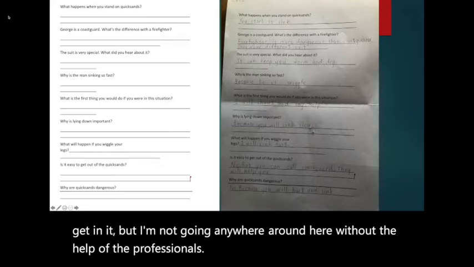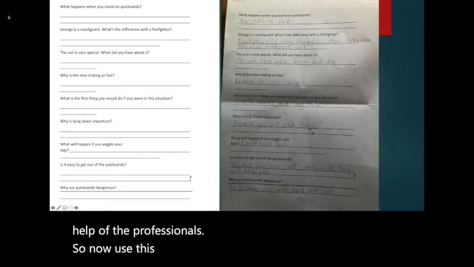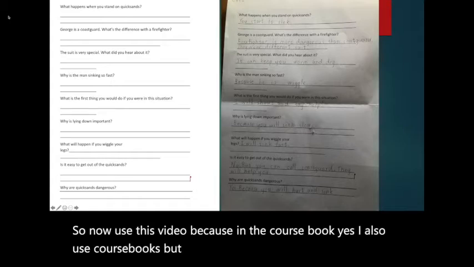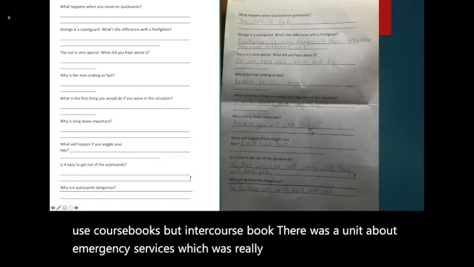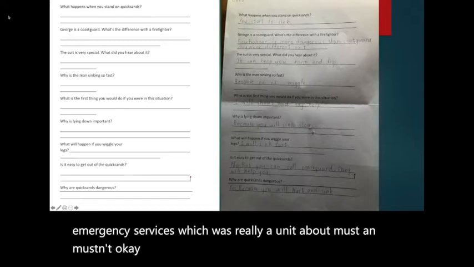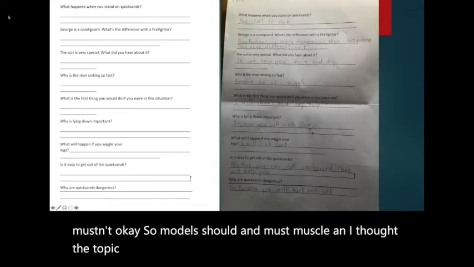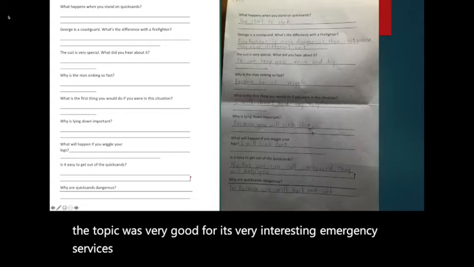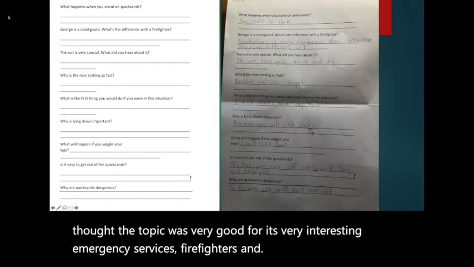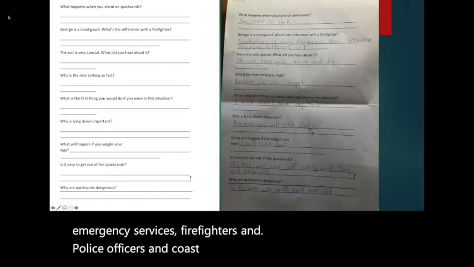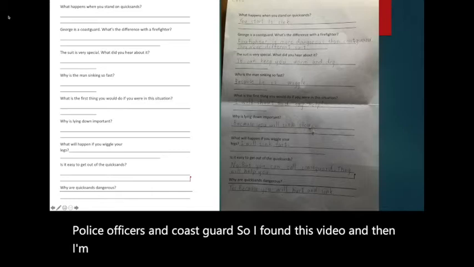So I use this video because in the course book, yes, I also use course books, there was a unit about emergency services, which was really a unit about must and mustn't. Okay, so modals: should, shouldn't, must, mustn't. And I thought the topic was very interesting. Emergency services, firefighters, and police officers and coast guards. So I found this video, and then I'm like, okay, I kind of want to do something with this.